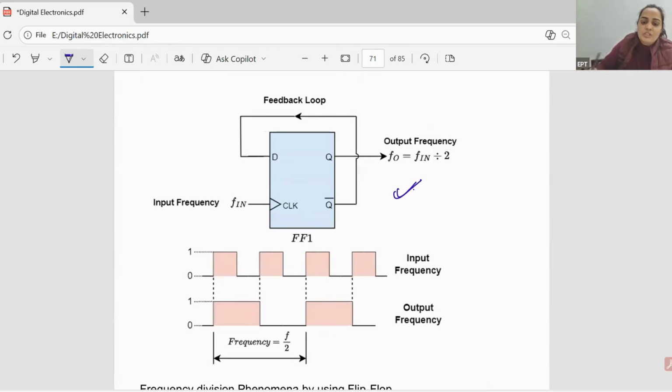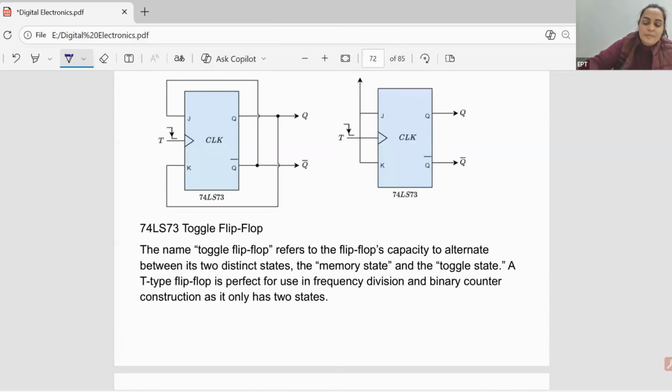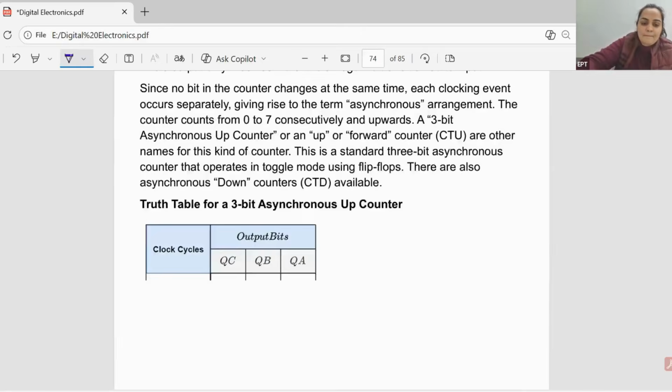Output will continuously change here. Okay, because D is nothing but Q bar. That's why it will always change. Okay, toggle flip-flop. You can use it directly. All will perform the same kind of operation, just we are using different types of flip-flop that will toggle the output.